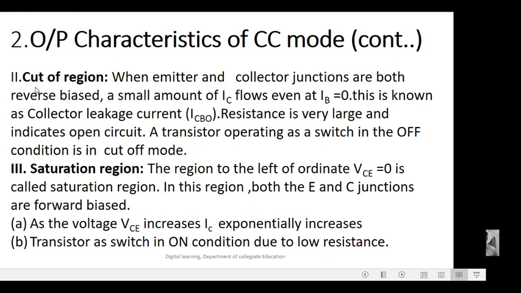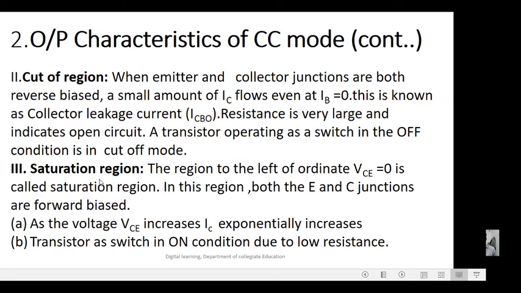The second one is the cutoff region. When emitter and collector junctions are both reverse biased, a small amount of IC flows even at IB equal to 0. This is known as collector leakage current, ICBO. Resistance is very large and indicates an open circuit. A transistor operating as a switch in the off condition is in cutoff mode.